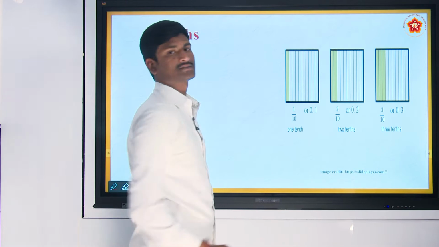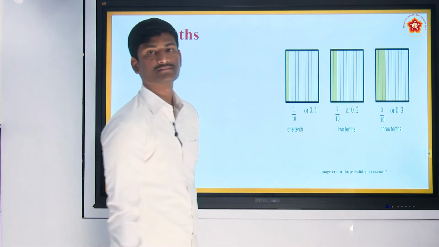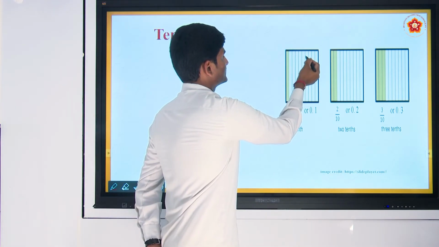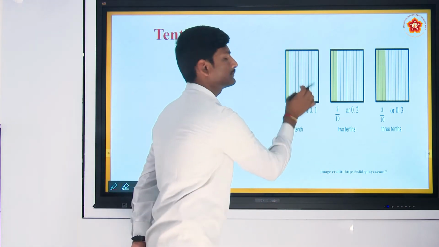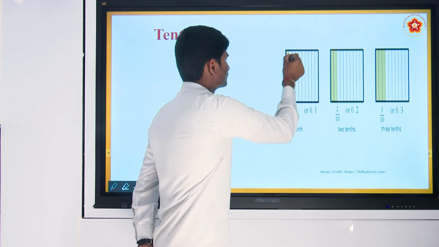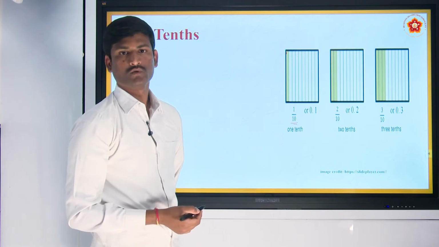These boxes are divided into 10 equal parts. Here 1, 2, 3, 4, 5, 6, 7, 8, 9, 10. Like that, 10 equal parts. We are shading only one part. That means 1 by 10. That is 1/10. Okay.